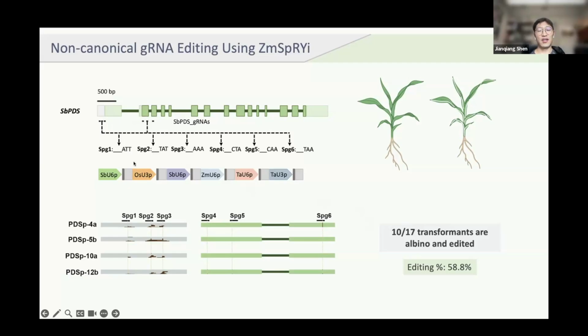And we used 6 different promoters for driving them. After transformation, we got large deletions, particularly in the promoter region. So we thought that might be a great candidate for promoter editing. In total, the editing efficiency is 58.8%.